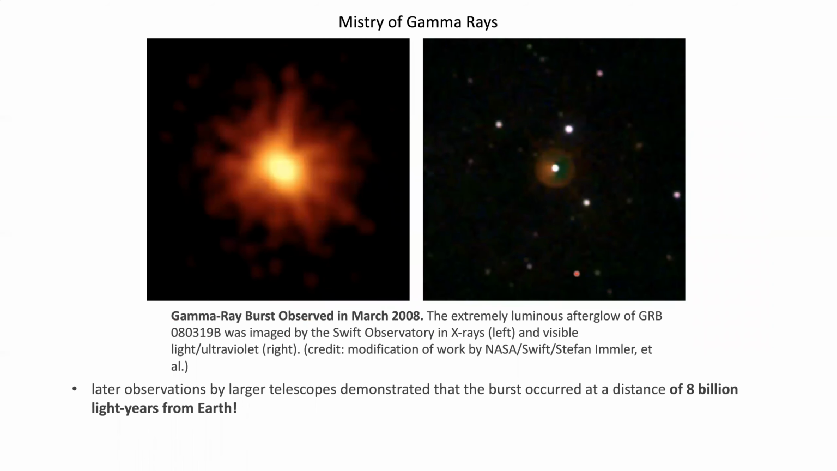And here is another gamma ray burst observed in March 2008. And this is an afterglow for one of the gamma ray bursts named in this number. And this is detected from the Swift Observatory in X-rays. And this observatory is the one that was sent after the previous observatory. And this Swift Observatory is more capable of doing things in gamma ray research compared to the other telescopes.